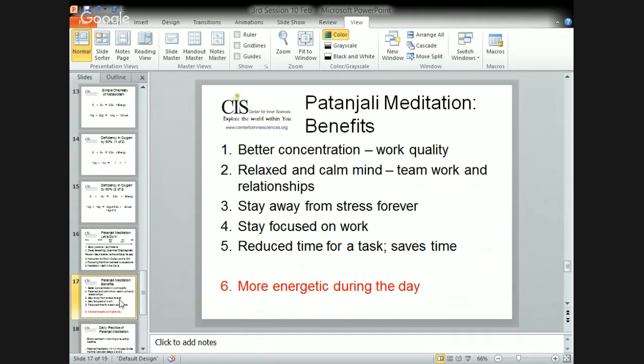Okay, just the last slide, which I like to show at the end: benefits. Up till now, we have seen, yes, we will have better concentration. I can apply my mind. That gives rise to work quality. I gain a relaxed and calm mind. So if I become like that, I will be better in teamwork and relationships. Stay away from stress forever. Stay focused on work, and then it may take reduced time for a task which otherwise took longer, and that saves time. So that justifies how I can bring in a daily practice of meditation.